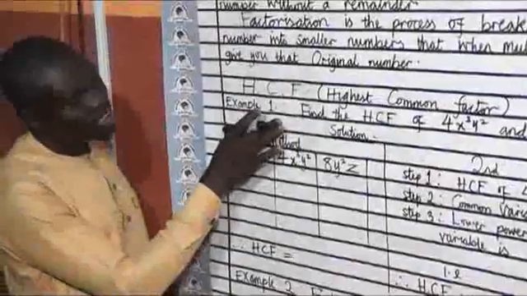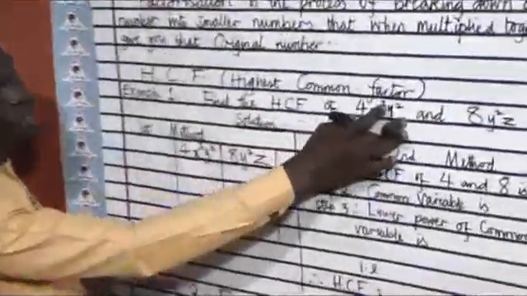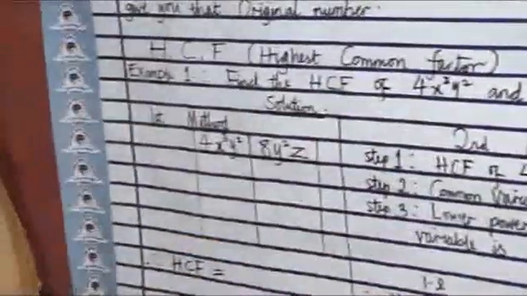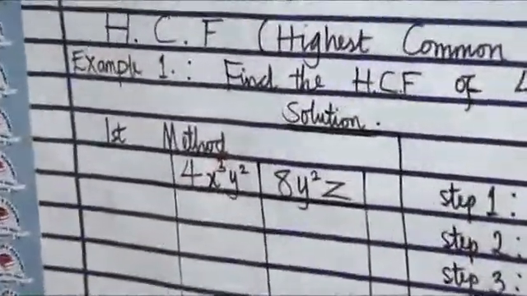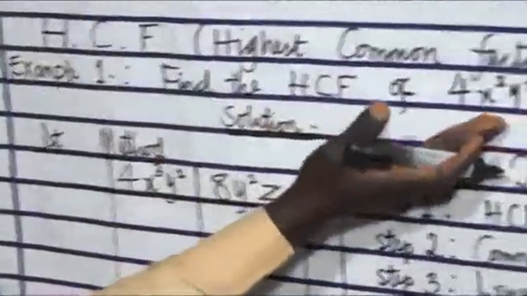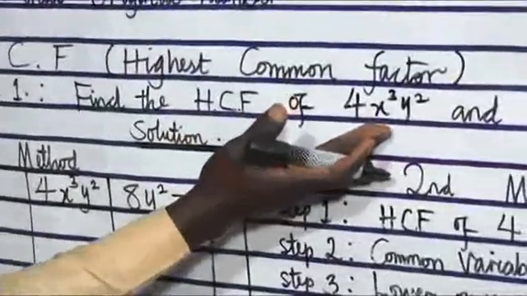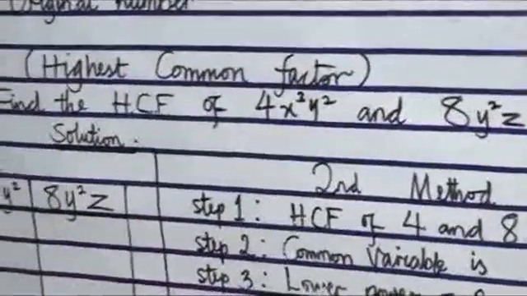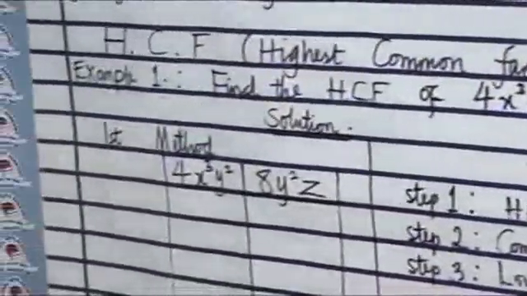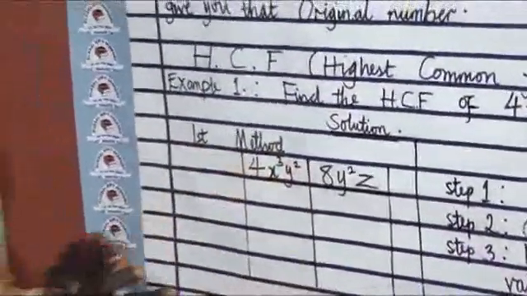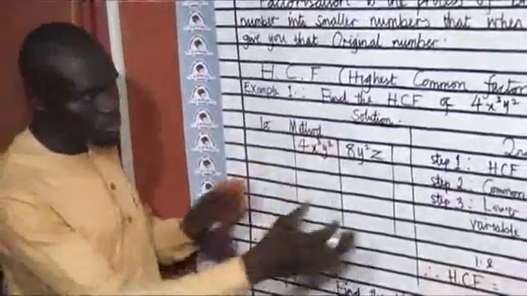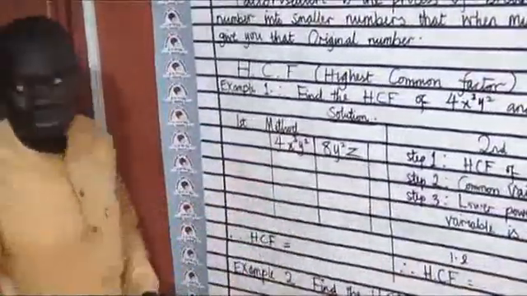Now let's find the HCF of 4x cubed y squared and 8y squared z. How are you going to do that? You can see it's different from the primary level, because they have introduced letters: x, y, and z. You can still use the primary method to solve it. There are many methods you can use to get HCF, but due to time, we just make use of 2 methods.